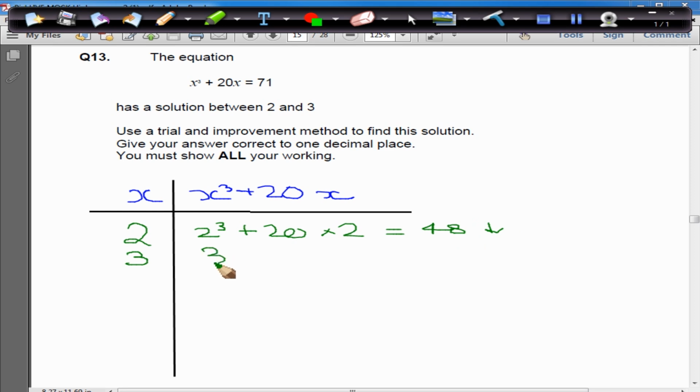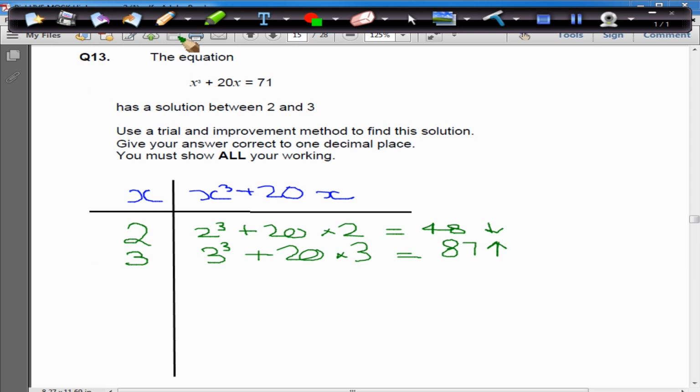Now put the 3 in there, so you have 3 cubed plus 20 times by 3. So 3 cubed will give you 27. 27 plus 60 will give us 87. So 87, now that one is slightly a bit too big. Okay, fine. Now, can you go check these? So 2 and 3, now we've got to go in between the 2 and 3. Where's our answer, 71? Is it closer to the 2 or closer to the 3? Closer to 3.